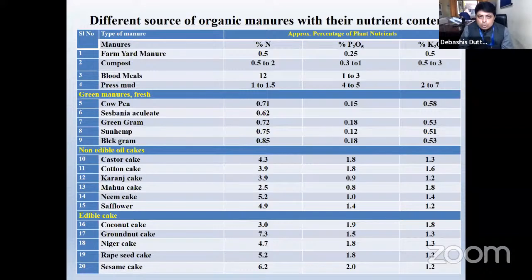And these are the different sources of nutrients used under organic farming systems: manures, green manures, non-edible oil cake, and edible oil cake. This is the rough, approximate percentage of plant nutrients available in these different sources of organic manure, which we generally use under organic production systems.